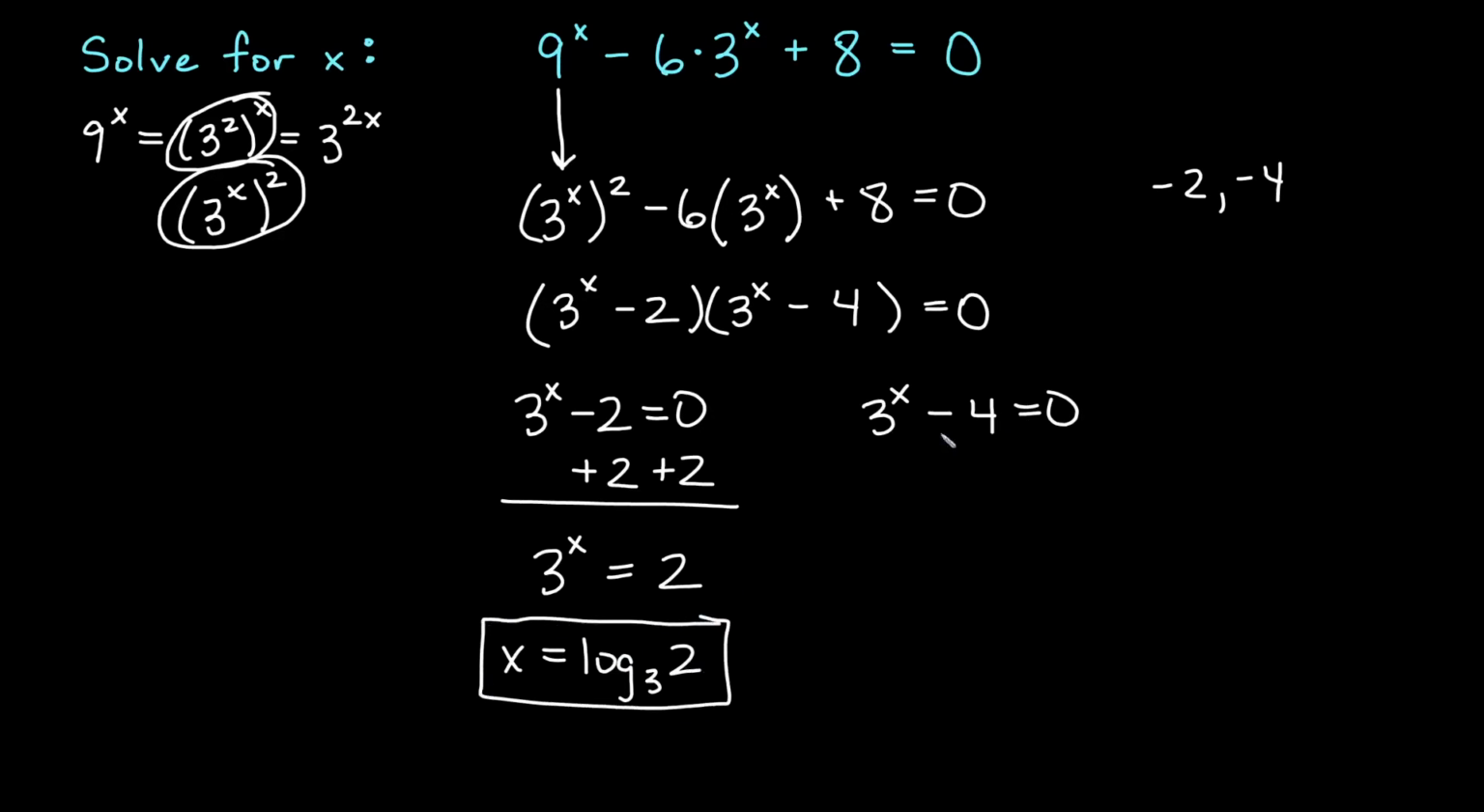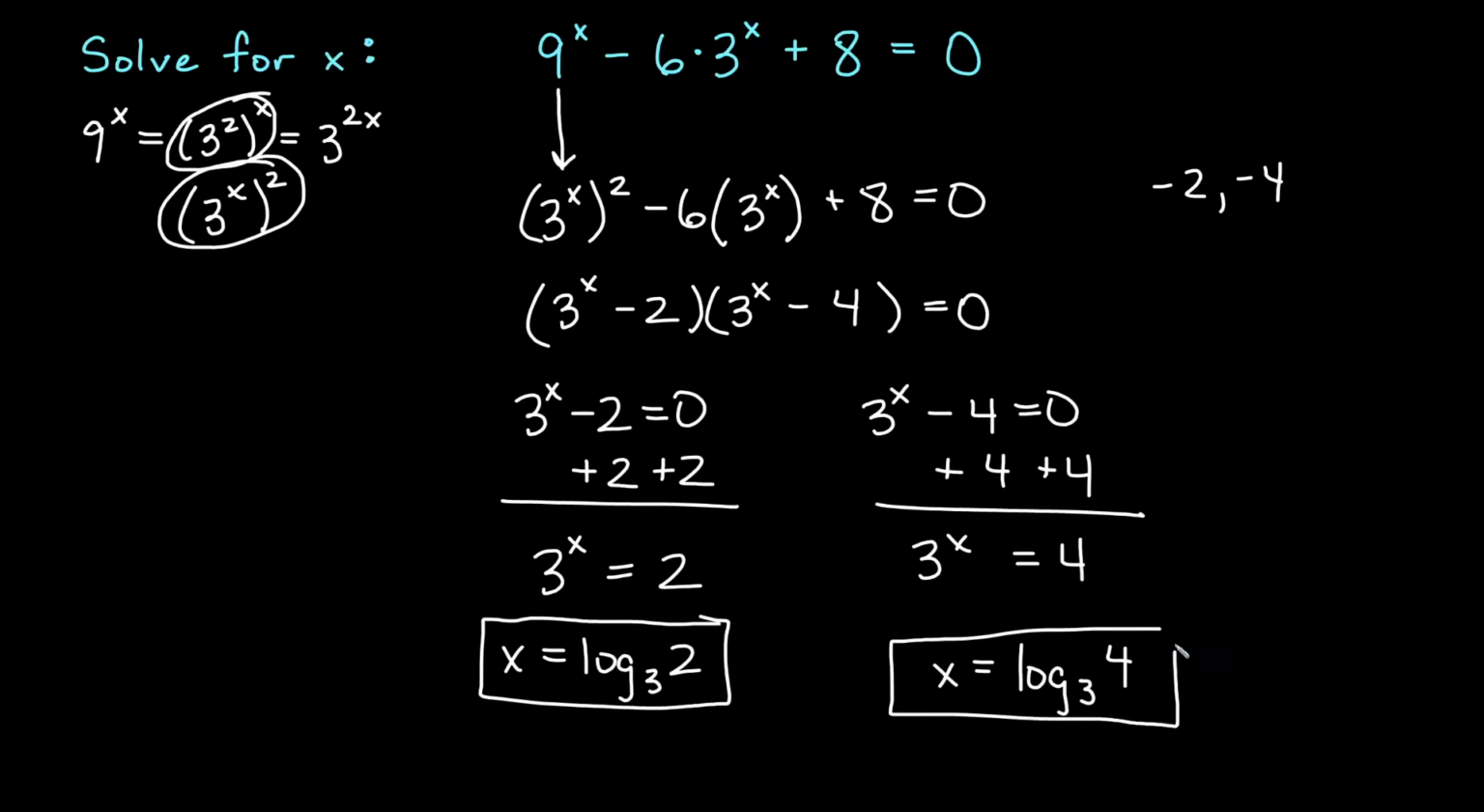On the other side here, I would need to get rid of my minus 4 first, so I'll add 4 to both sides. That would leave 3 to the x by itself, and here I would just get positive 4. Changing this to log form, or taking log base 3 of both sides, would give us then x equals log base 3 of 4. Okay, so we get two answers there, log base 3 of 2 and log base 3 of 4.